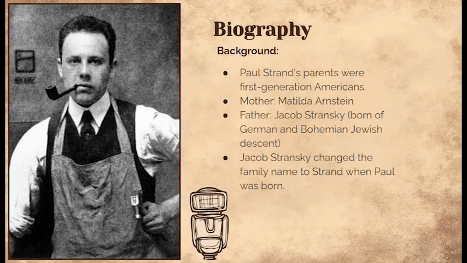Paul Strand was born in 1890 to first-generation American parents. His mother, Matilda Arn Ernstine, and his father, Jacob Stransky, were both immigrants who brought their diverse heritage to the United States. Jacob, of German and Bohemian Jewish descent, decided to change his family name to Strand when Paul was born. This name was changed to signify a new beginning for their family in America.